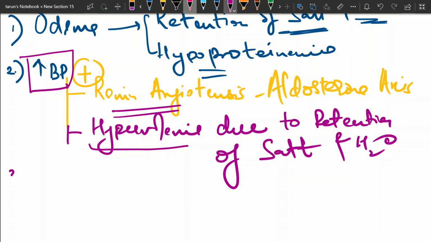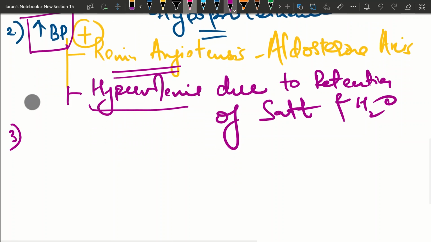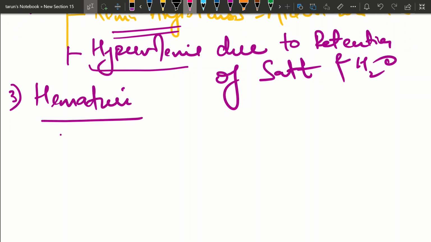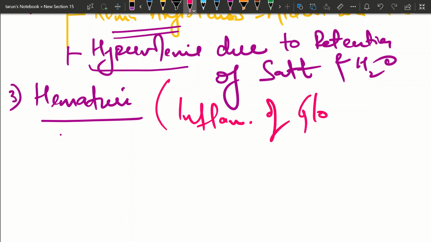Now another clinical feature in this patient is the hematuria. There is hematuria. So why does this hematuria occur? With hematuria there is a loss of blood in the urine, and this occurs because of the inflammation of the glomerulus, which is the structure present in the kidney. Because of the inflammation of the glomerulus there is damage to the glomerulus, and because of this there is loss of RBCs in the urine, and that causes the hematuria.